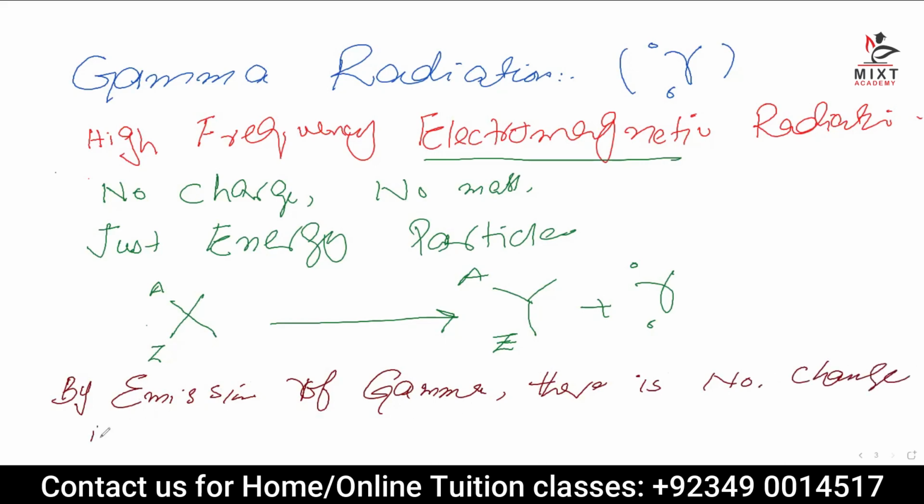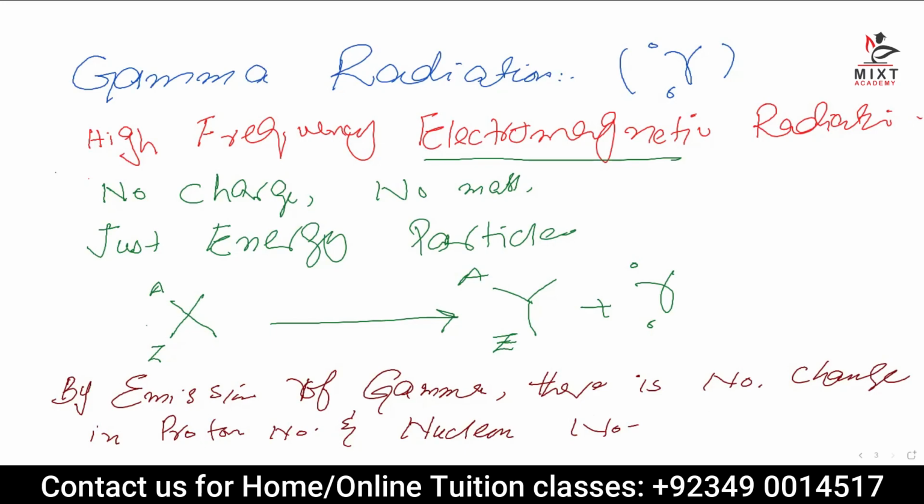No change in proton number and nucleon number. One thing, students, please keep in mind: in actual reality, gamma radiation is only emitted when alpha or beta is emitted. Single isolated gamma radiation is never emitted. It is always emitted with the alpha or beta radiation. All right, students, is that clear?